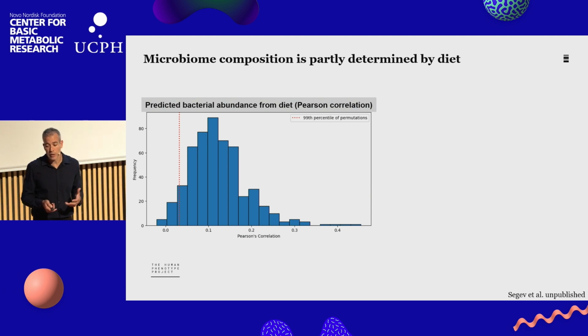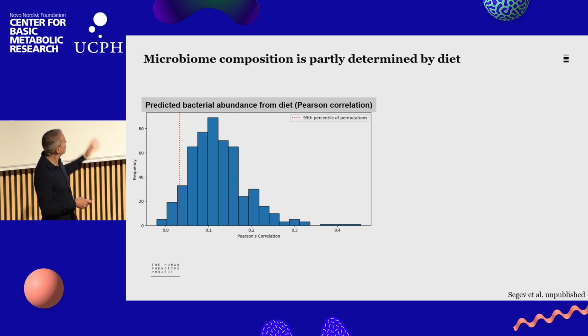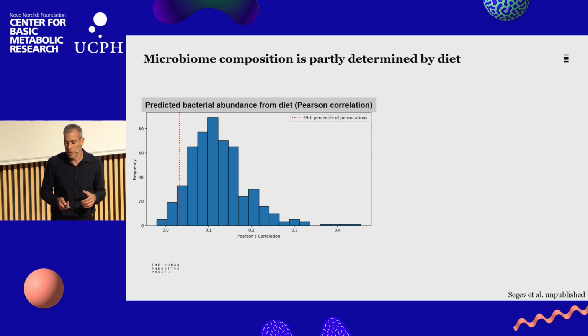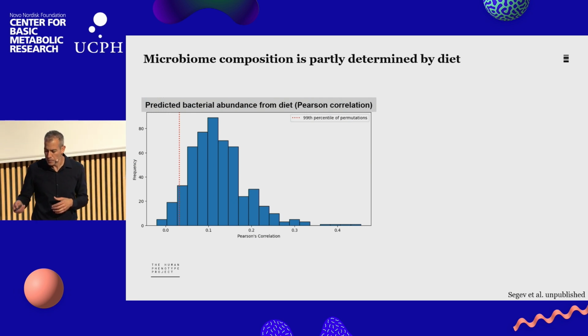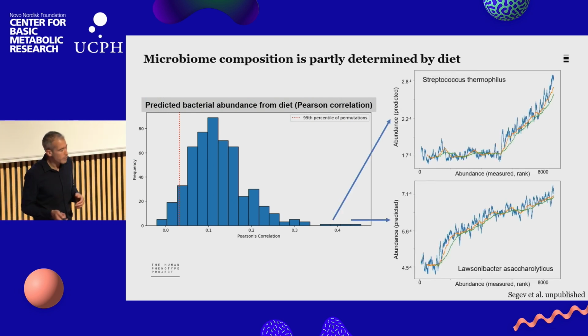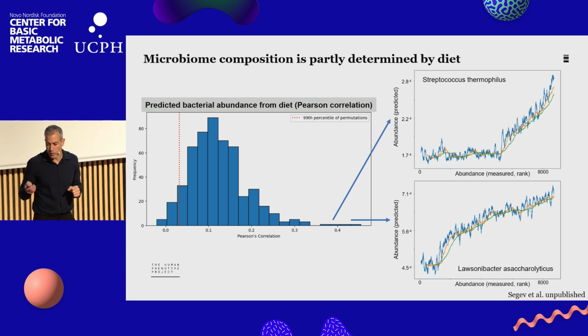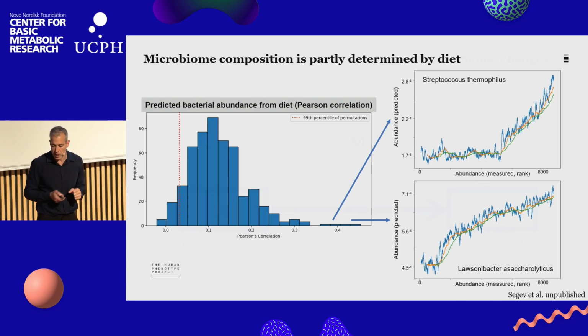And quite a lot of the gut bacteria we can actually predict from what people are eating, not with perfect accuracy, but with definitely significant and fairly good Pearson correlations. And if you look at some of the best predicted species, you can see that just by diet alone, you could predict quite robustly what the levels of the bacterial species would be in individuals.